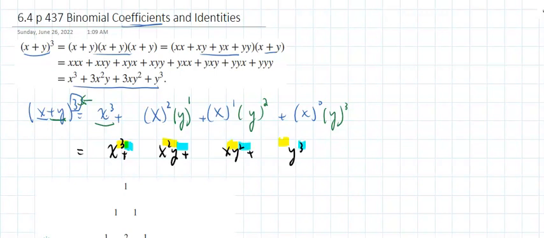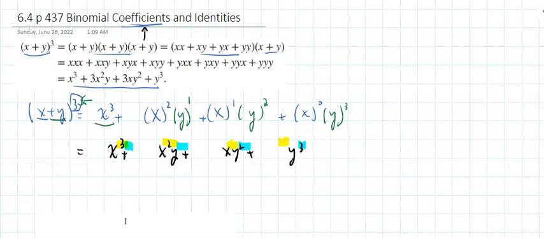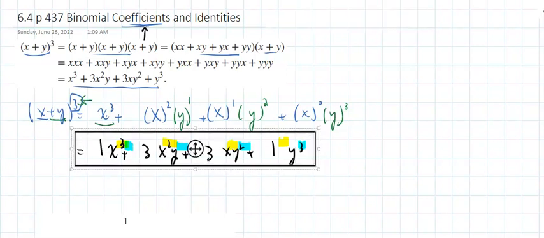The tough part is not those. We always could figure out what these are. That's really easy. The tough part is the coefficients. That turns out to be the troublemaker. And in this case right here, this happened to be a 1, this happened to be a 3, this happened to be a 3, and this happened to be a 1.